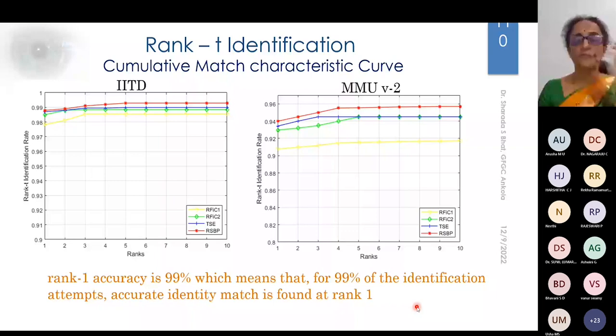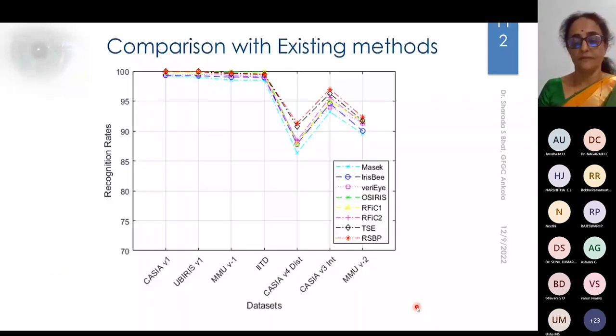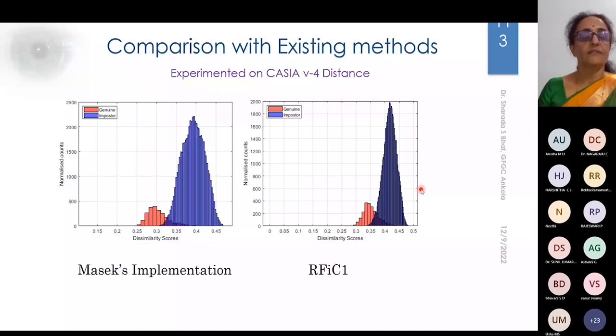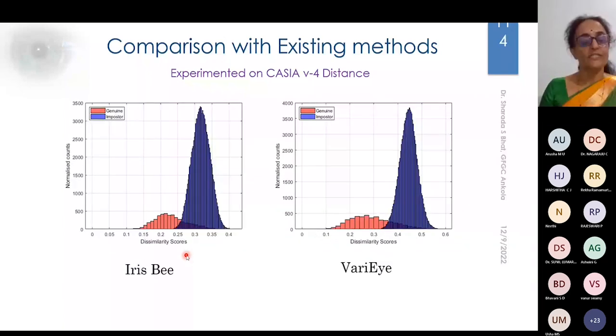Comparison with the various methods, say, MAS-X, IRIS-B, Vary IRIS, OS IRIS. These are all available as open source on the internet. For IRIS-B also, Vary, for all these you get even the dataset, you get the experimental part also, you can download it and experiment with it in your environment. And we have the genuine and imposter score distributions, probability distributions, with some of the methods here, MAS-X implementation, etc. You can see here, these are available as open source. OS IRIS is also available here.